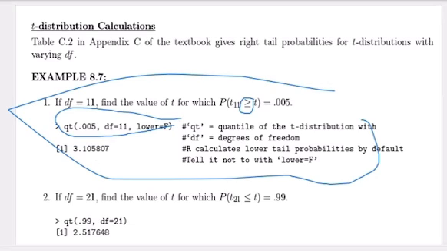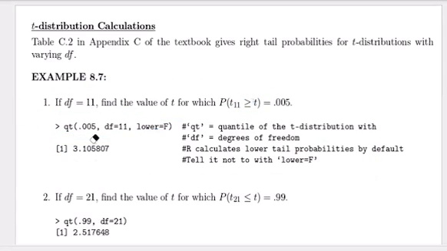The t-score now gives us 3.010587. In another question, if the degree of freedom is 21, find the value of t for which t21 less than or equal to t is 0.99. What is the sign? The sign is less than. I can just write qt 0.99, degree of freedom equal to 21, and that's going to give me 2.517648. Very easy to figure out a t-score.